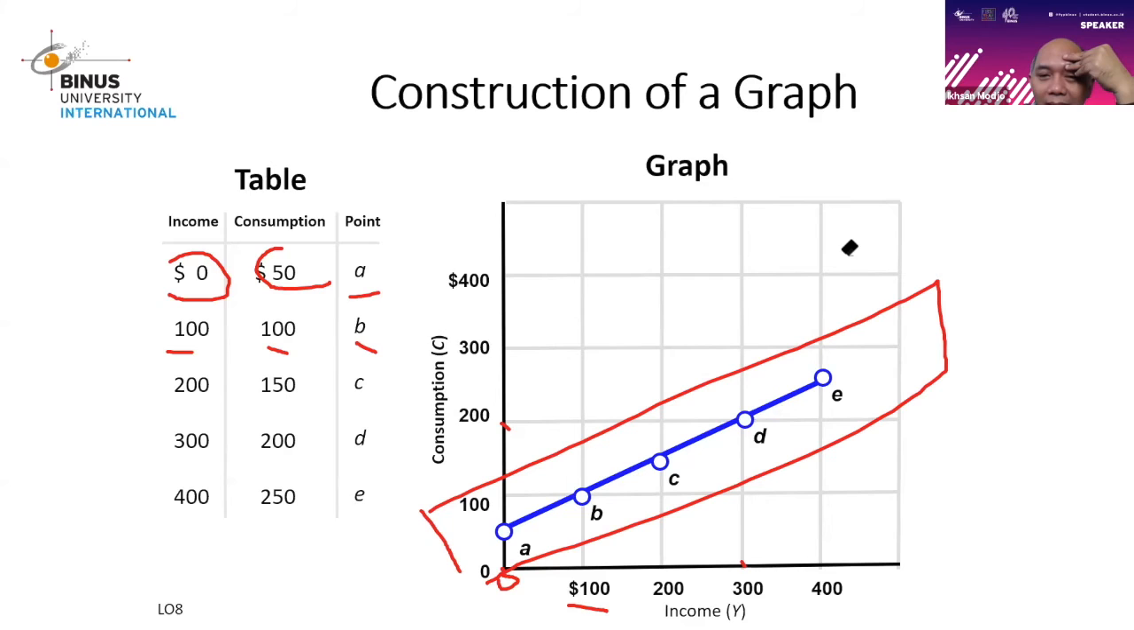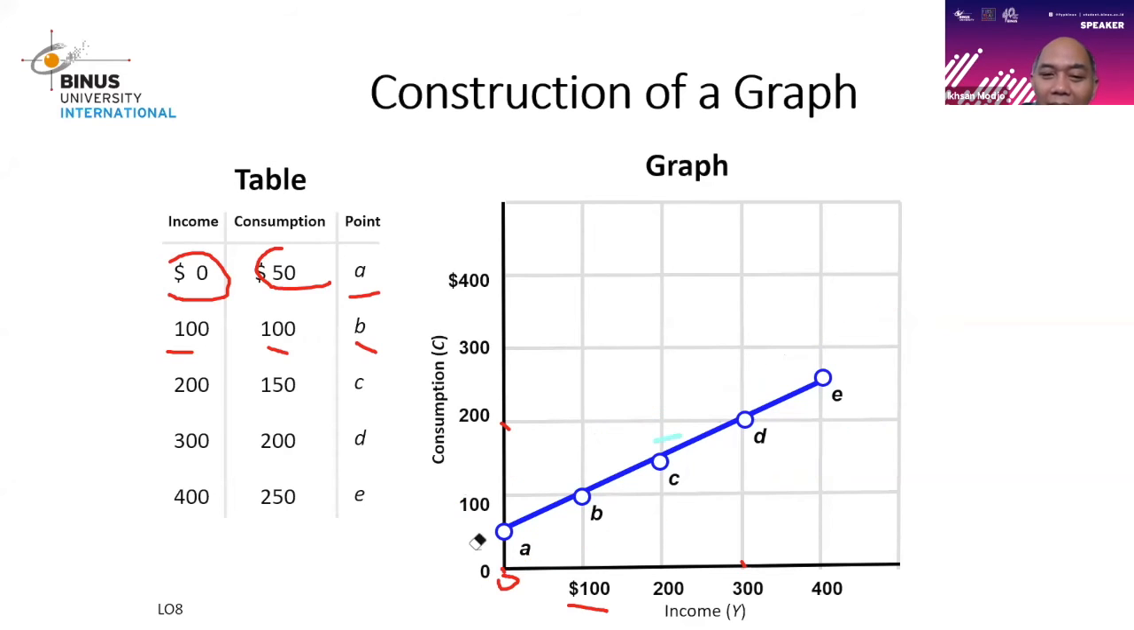Now my question is, does this represent a direct or inverse relationship? Positive relationship or negative relationship? Direct. Good, very good. So this is a direct relationship. When income increases, consumption also increases. This is like the law of supply curve, but for income and consumption. We are going to teach a lot more about this income consumption function.